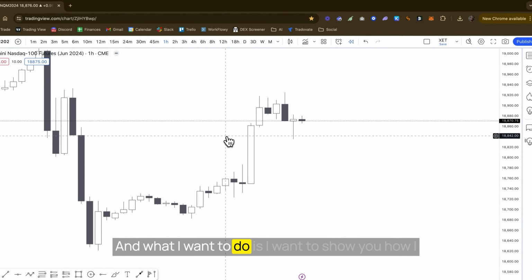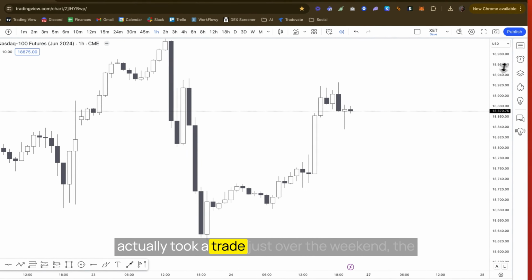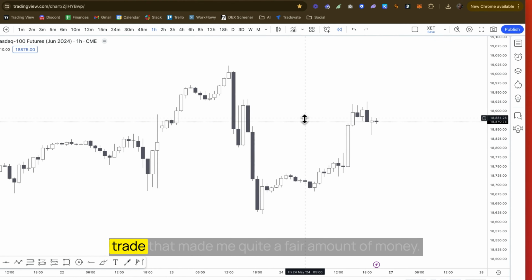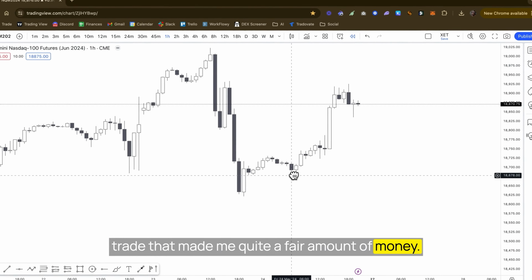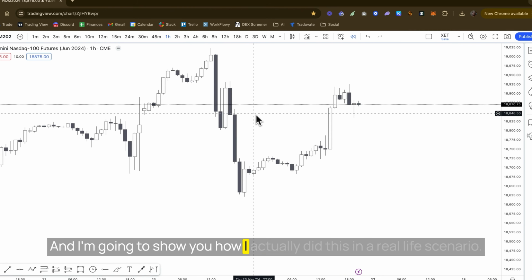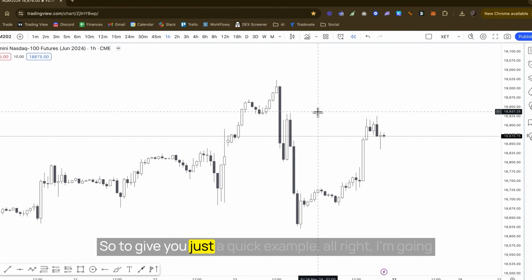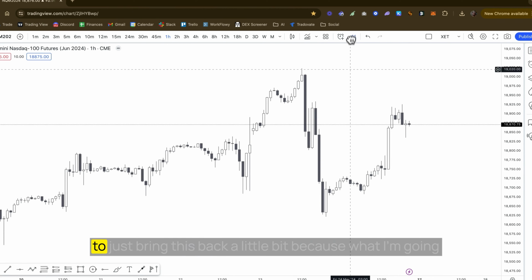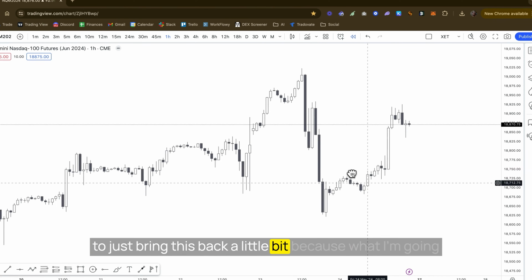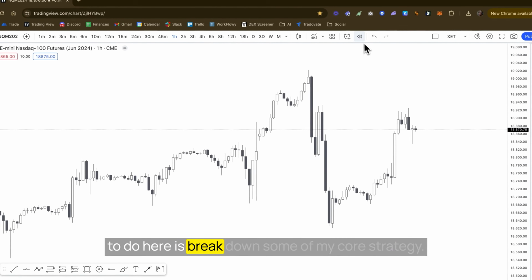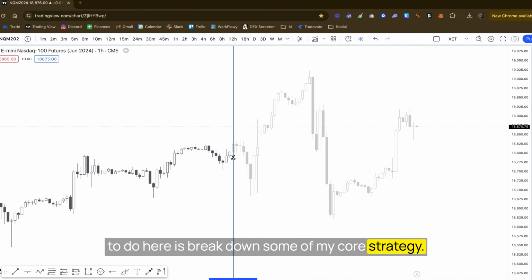And what I want to do is show you how I actually took a trade just over the weekend, a trade that made me quite a fair amount of money. I'm going to show you how I did this in a real-life scenario. So to give you a quick example, I'm going to bring this back a little bit, because I'm going to break down some of my core strategy.